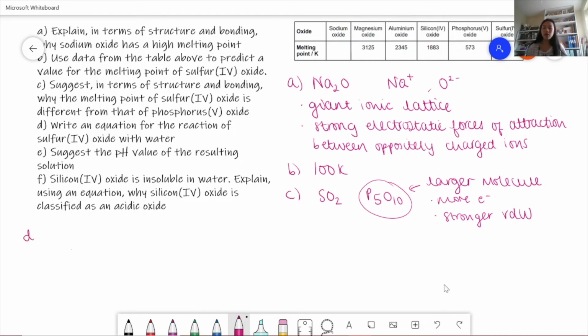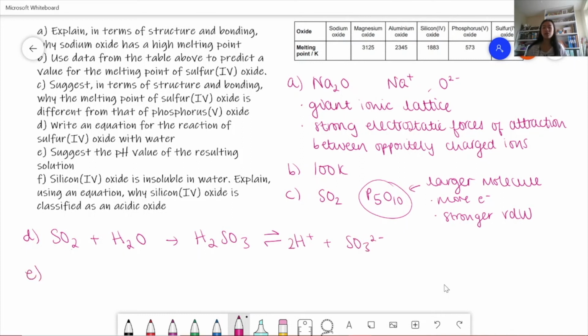And then for D, write an equation for the reaction of sulfur 4 oxide with water. And the first thing we need to remember is what happens when we dissolve a non-metal oxide, a non-metal period 3 oxide. And what happens is that an acidic solution is formed. And so we have SO2 reacting with water, and this forms H2SO3. And then this can form H plus ions. So in an equilibrium, we get H plus ions and SO3 2 minus ions.